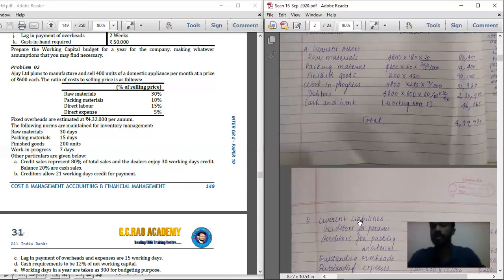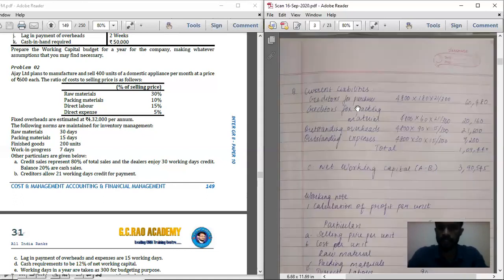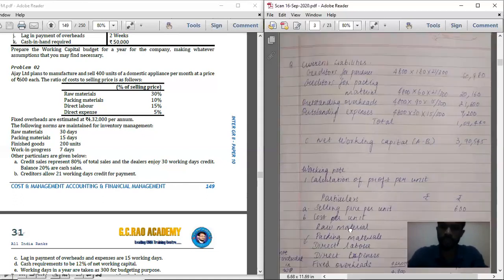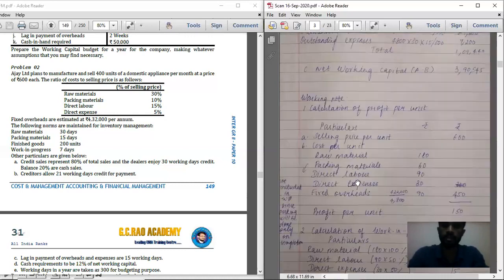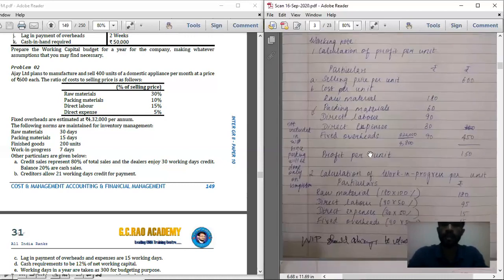What is this working capital management? Current assets minus current liabilities will give net working capital. So below current assets, leave a 15 lines gap. Below that, put the working notes. Working notes, and below that, note number 1.